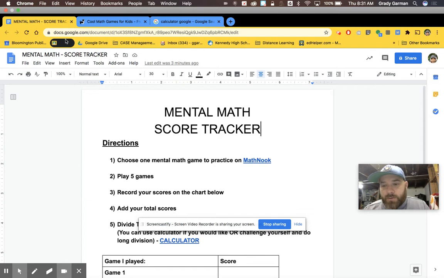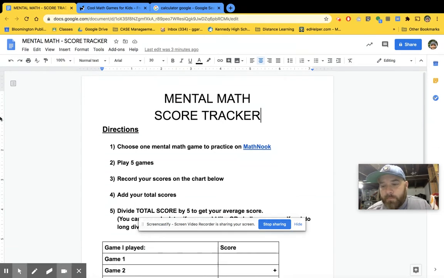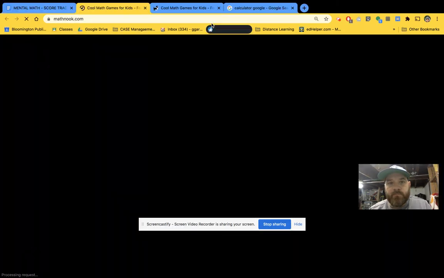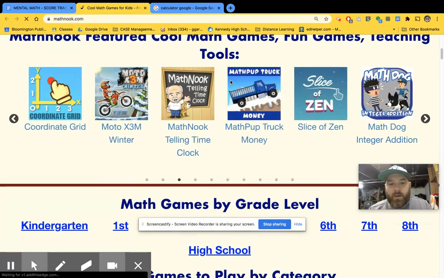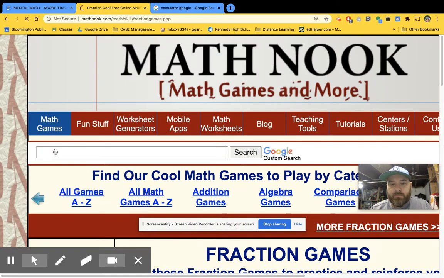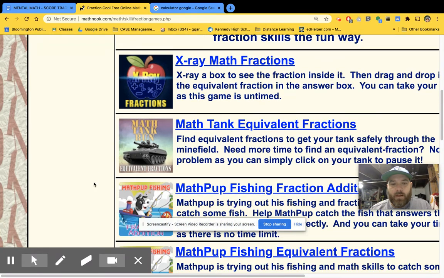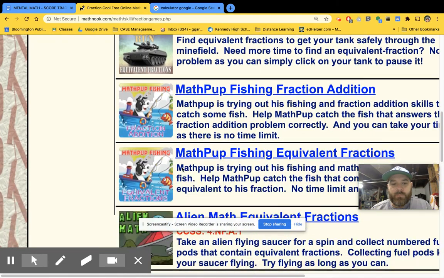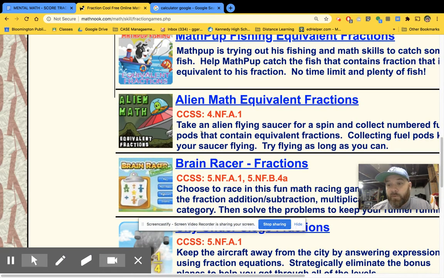So today what I'd like you to do is choose one mental math game, a skill that you're going to work on, and go to MathNook. Play that game. Think about the skill you're using, the game you found. Today I'm going to try fractions. So I'm going to play the equivalent fraction game. If you're looking at working on equivalent fractions, this is a game you could play.